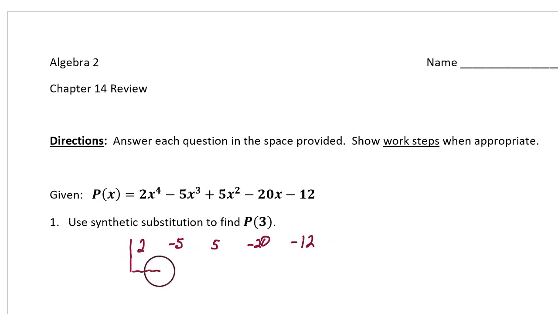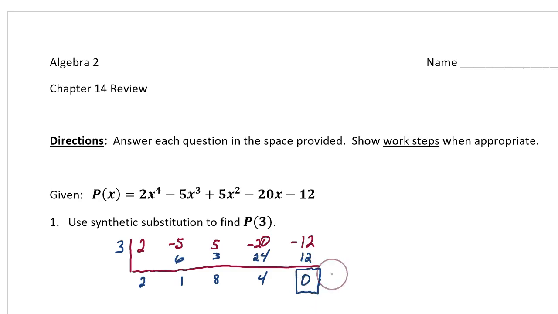Then make the synthetic division bracket. Next, divide in the value that you're supposed to input for p, which is 3, and follow through the process. 2, 6, 1, 3, 8, 24, 4, 12, and 0. This last number is the value of p of 3.